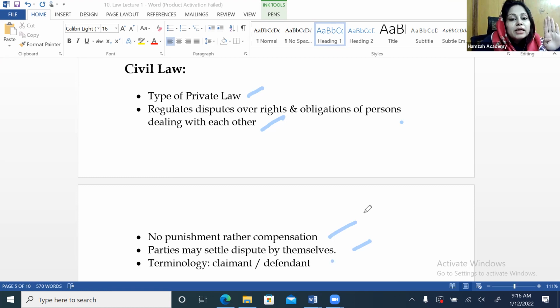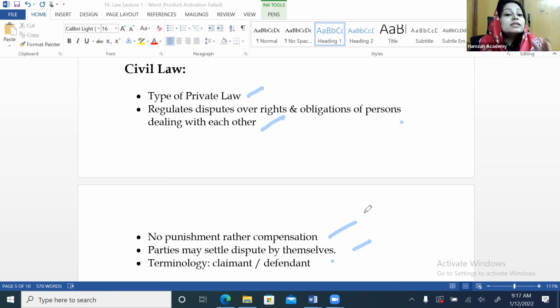Second, it gives you the procedures for how to resolve the dispute between each other, how to deal with each other. Third, in civil law there is no concept of punishment; rather they try to compensate each party. Fourth, parties may settle disputes by themselves, but in private law the state does not get directly involved. Instead, the state gives you the procedure through which you can resolve your own disputes. So persons in civil law can resolve their dispute by following the orders of the state. And last, the terminology of civil law is claimant and defendant.